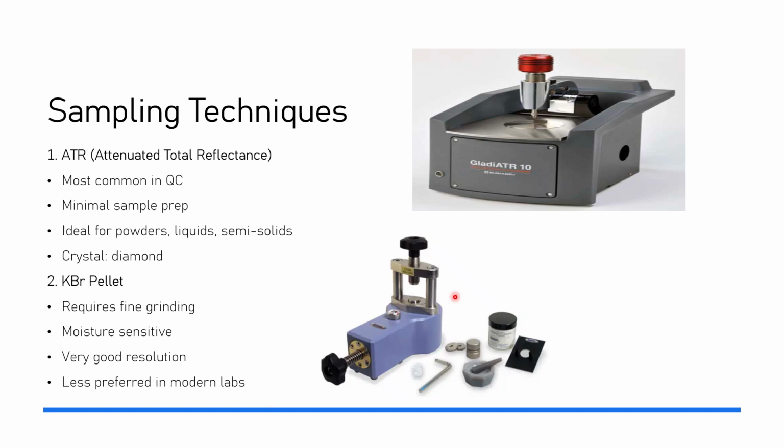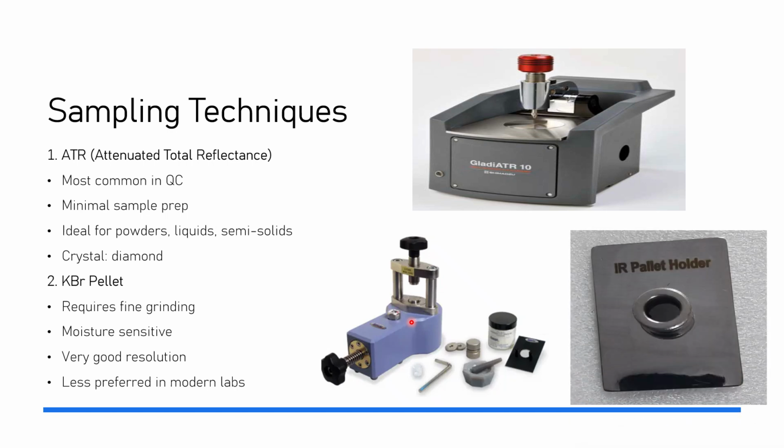So this is the KBr assembly to make the pellet. A pressure technique is used to make a pellet, right? And after making the pellet, there is the pellet holder where you put your pellet, and this pellet holder is placed into the FTIR unit, and the operation can be done to get your spectra, right?